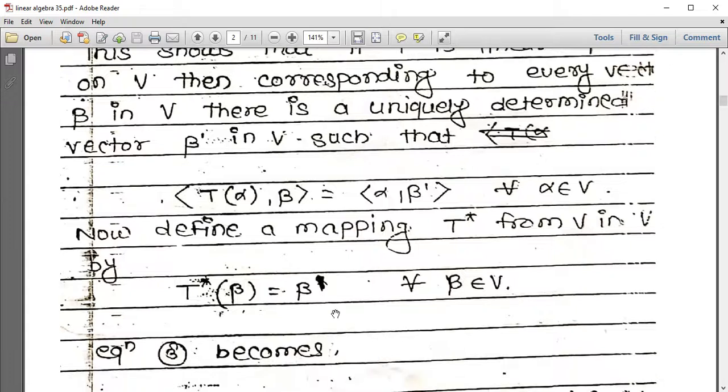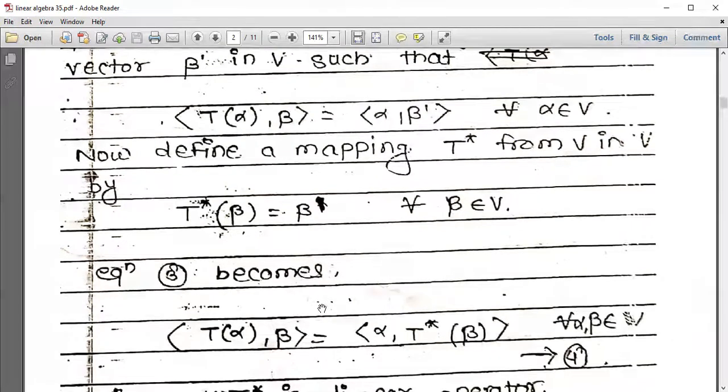Now we define a mapping T star from V to V by T star of beta equal to beta dash for all beta belonging to V. We define one more function T star from V to V such that T star of beta is equal to beta dash.